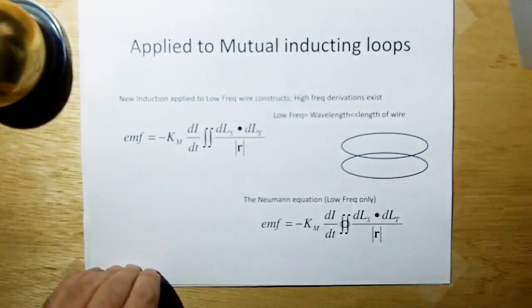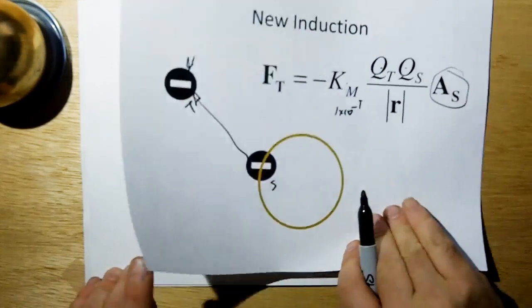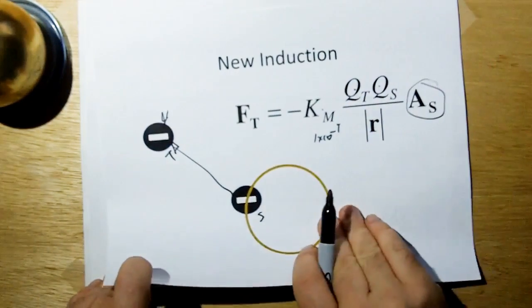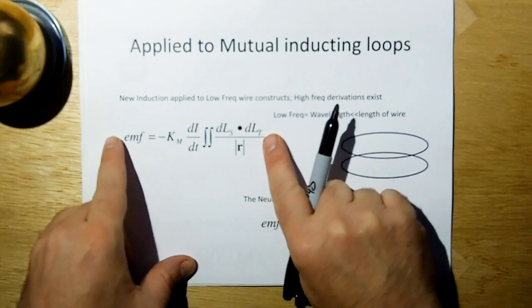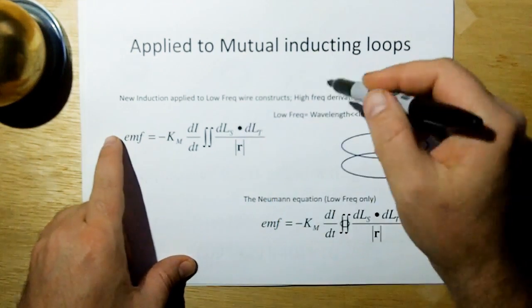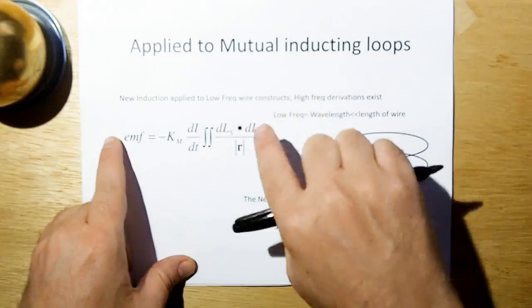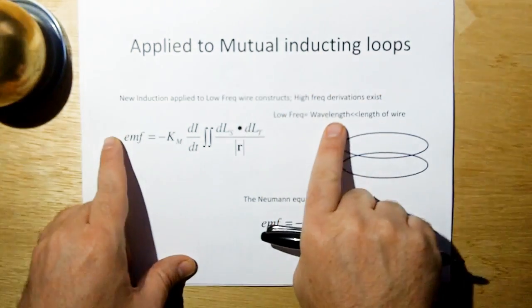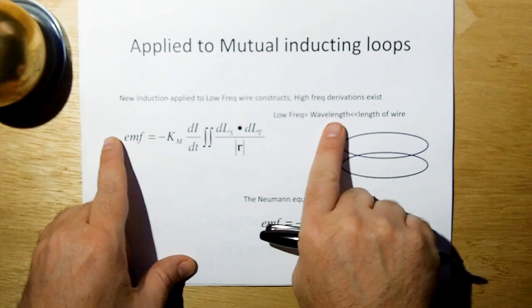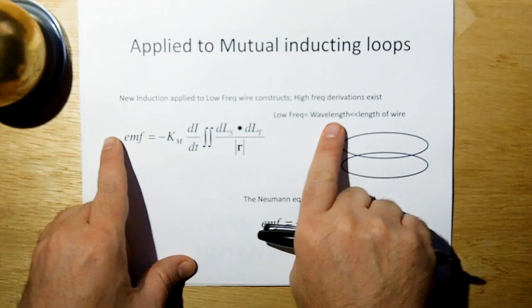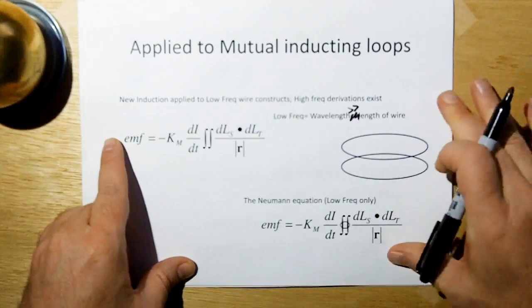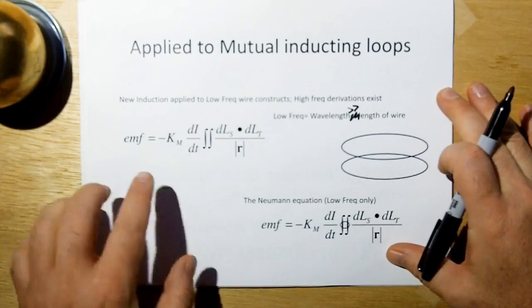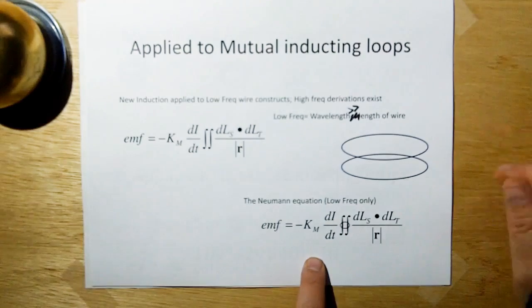Okay, and if you apply new induction and you derive this for mutually inducting loops, you get this equation, and this is for low frequency wire constructs where the wavelength in the wire is much longer than the length of the wire. I got this backwards. Okay. This looks remarkably like the Neumann equation.